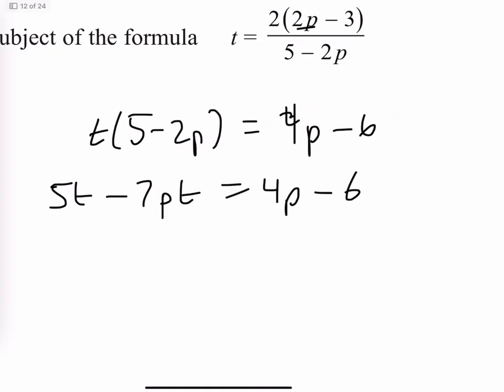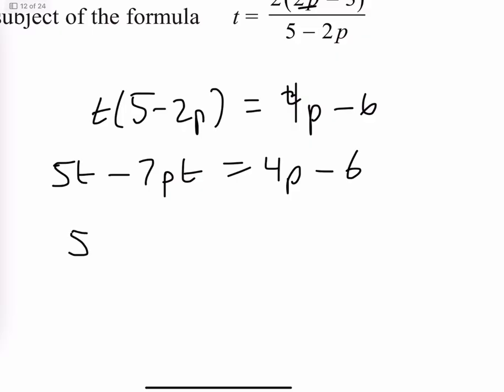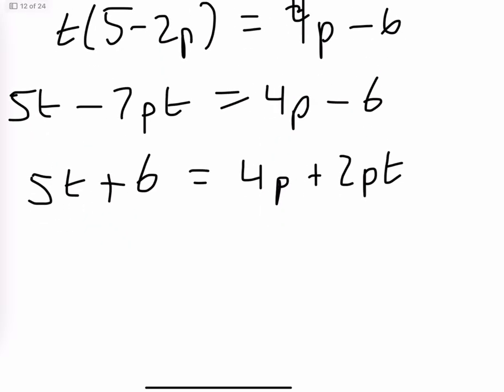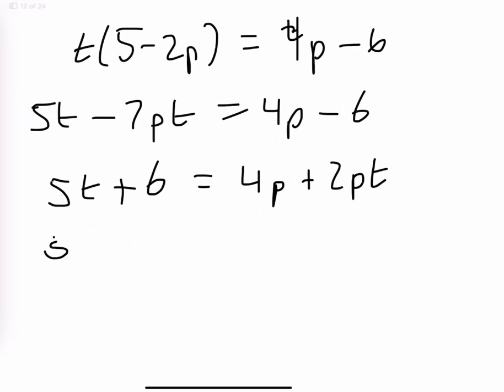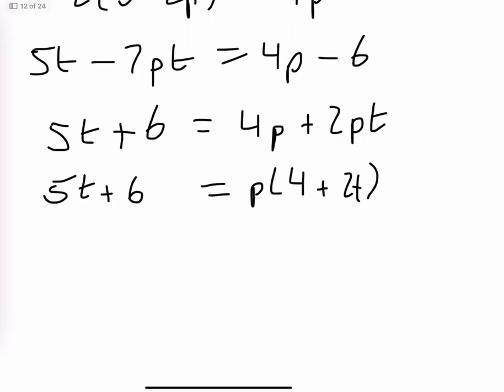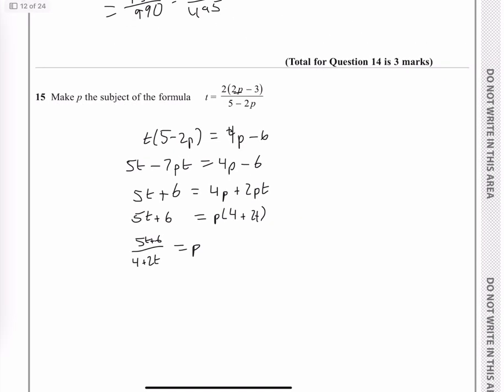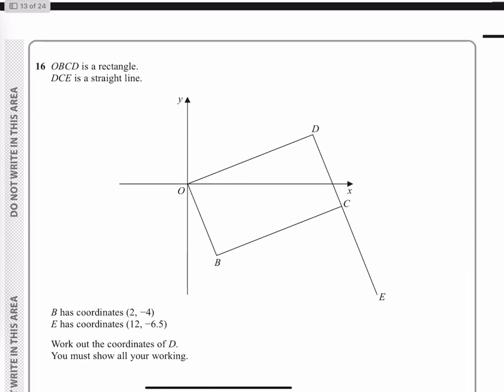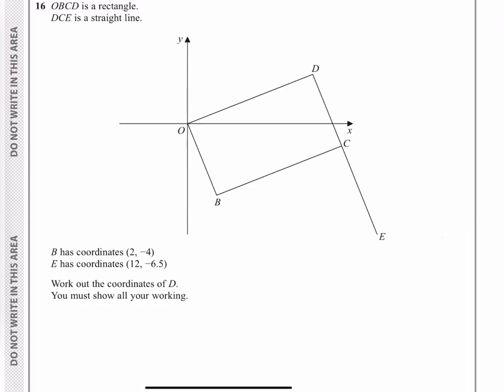Put all the p's on the same side. So we get 5t plus 6 equals 4p plus 2pt. Take out a p. So we get 5t plus 6 equals p lots of 4 plus 2t. So 5t plus 6 over 4 plus 2t equals p. Great. Next question. Have a look at it, we'll figure out our strategy, and then we'll see where we're going from this.